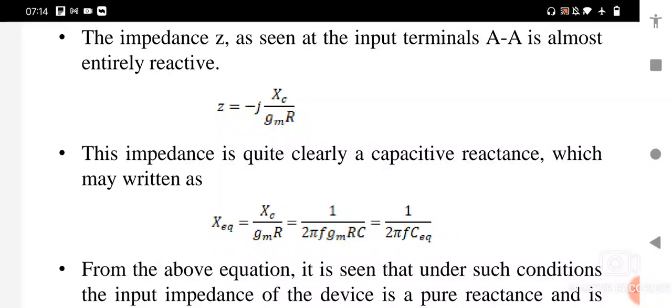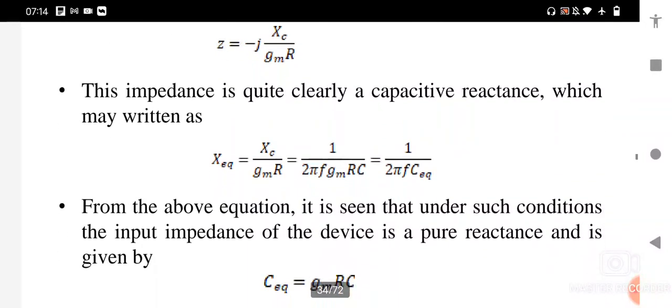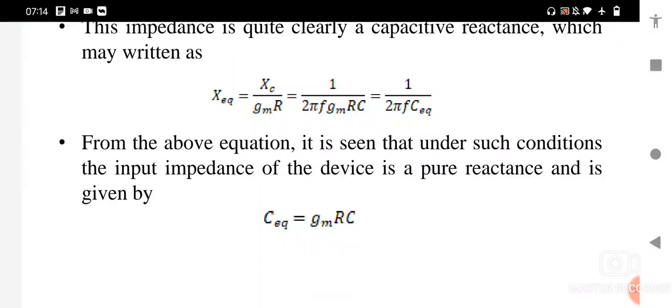This impedance is quite clearly a capacitive reactance, which may be written as X equivalent is equal to Xc by Gm R, that is equal to 1 by 2 pi f Gm into Rc, that is equal to 1 by 2 pi f C equivalent. From the above equation, it is seen that under such conditions, the input impedance of the device is a pure reactance, and it is given by C equivalent equal to transconductance Gm into Rc.